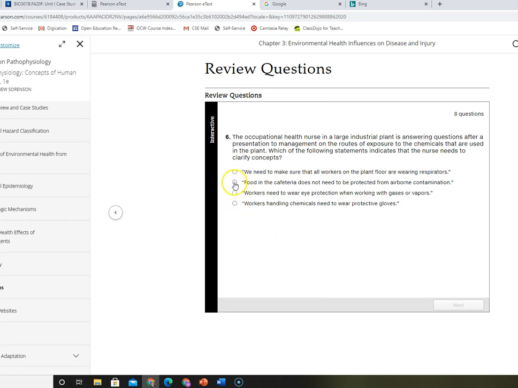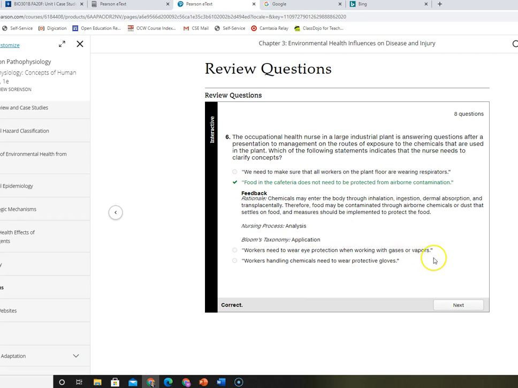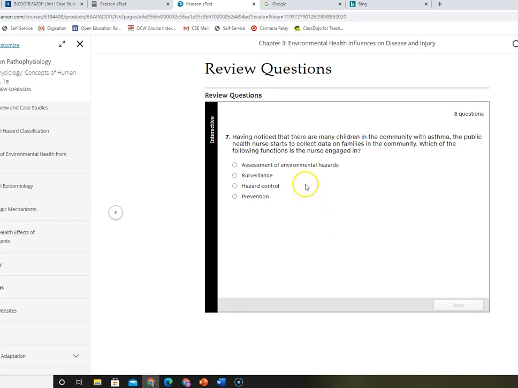Choose your answer first. Food in the cafeteria does not need to be protected from airborne contamination. Remember that these are all the different routes that you can be exposed to chemicals. Food can be contaminated through airborne chemicals or dust that would settle and then be ingested. All right, next one.